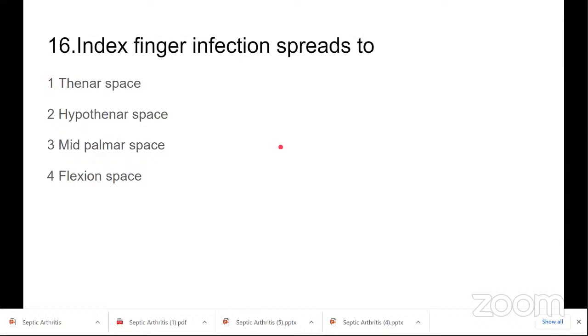Okay, I have some questions on hand space infection. I will take 10 or 15 minutes more. Oh, I started a little late. Okay, you have to bear with me.